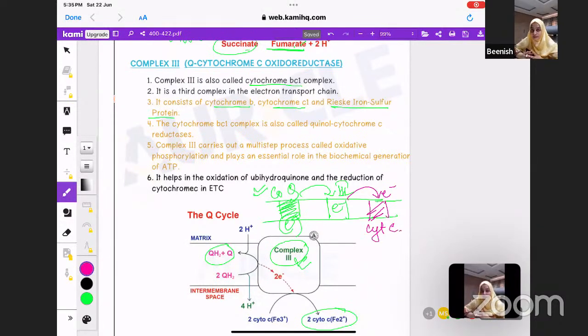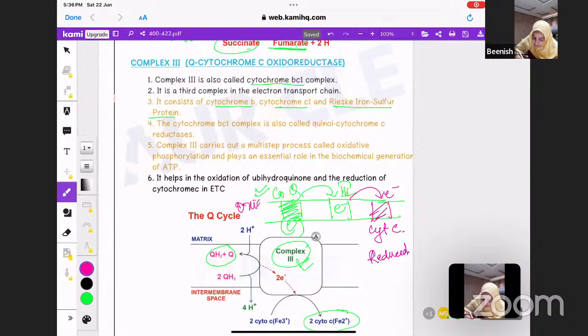Cytochrome C is another mobile carrier. So your cytochrome C is going to get reduced. Coenzyme Q is giving its electrons to complex 3 and complex 3 is giving them to cytochrome C. So your coenzyme Q gets oxidized and your cytochrome C gets reduced. Therefore, complex 3 is also known as Q cytochrome C oxidoreductase. And we've also discussed its components: cytochrome b, cytochrome c1 and Rieske iron sulfur complex.